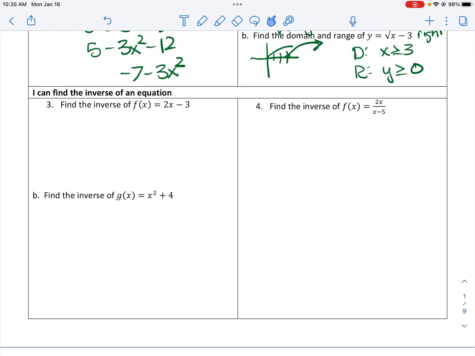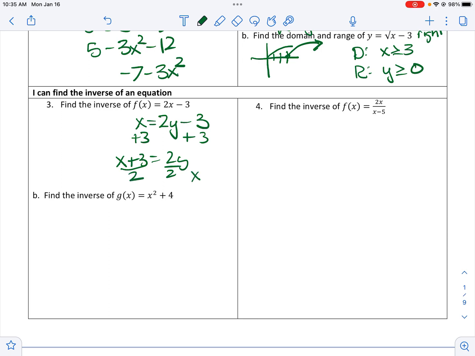So if you remember what the inverse is, it's switching our x and y. So x equals 2y minus 3. And then we have to solve for y. So x plus 3 equals 2y, divided by 2. So x plus 3 divided by 2 equals, I'm going to use our inverse notation with that negative 1. So again, find the inverse.